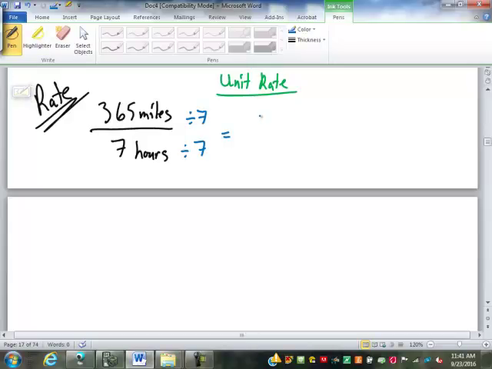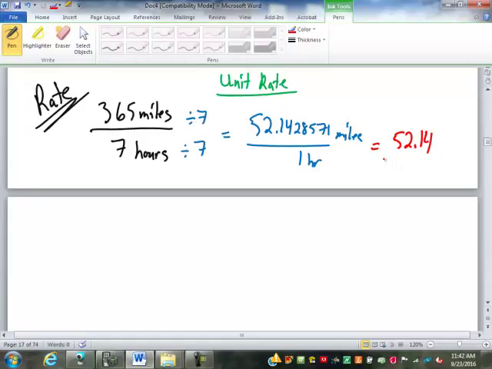So 365 divided by 7 is like 52.1428571 approximately miles over 1 hour. Now, of course, I probably want to round that to 52.14. And once it's in a unit rate, I don't need to leave it in fraction form like that. So what I do is I kind of hide the fraction in the units. 52.14 miles over 1 hour becomes 52.14 miles per hour. You can see the fraction just ends up in the units of that rate. But when you see that, you still need to think that this is what it really means.